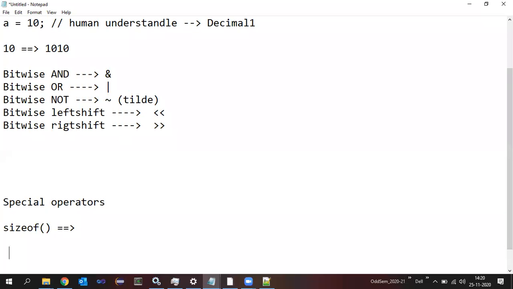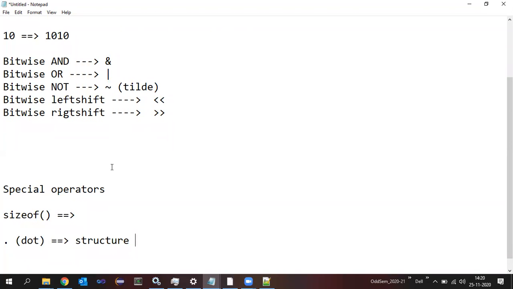The second operator we call the dot operator. It is just a dot. So what is this dot operator used for? This dot operator is used in a concept called structures, which you will study in unit number 5, the last unit. During that time we will discuss the functionality of this one. Basically, it is used to access members of structures. Just remember it in one line, later we will study in detail.